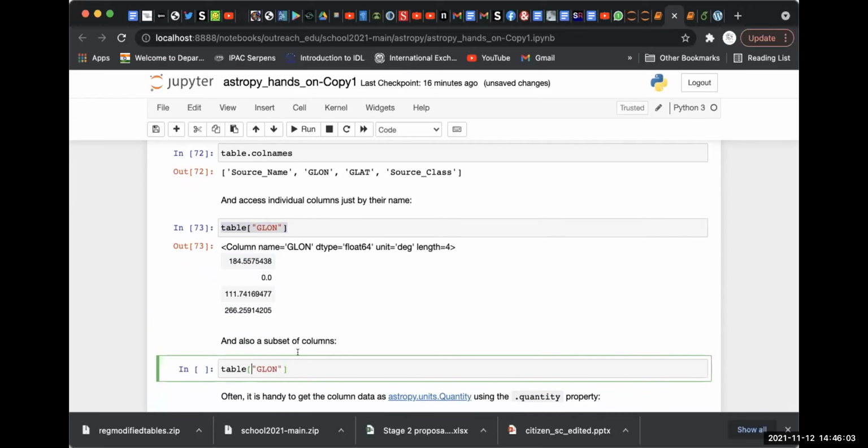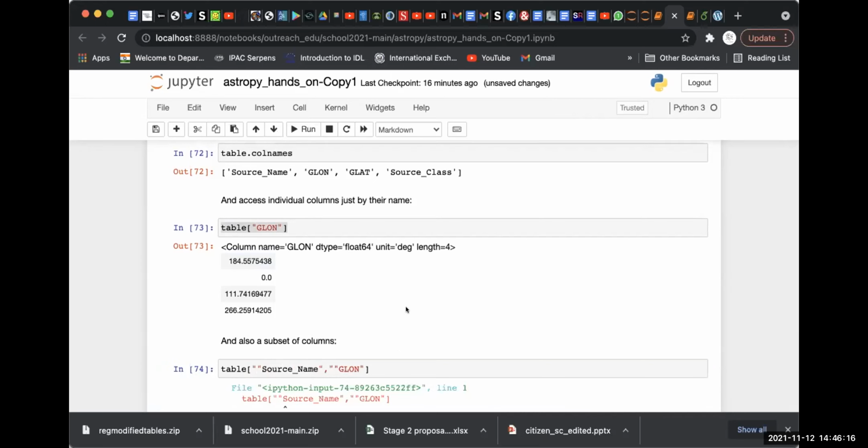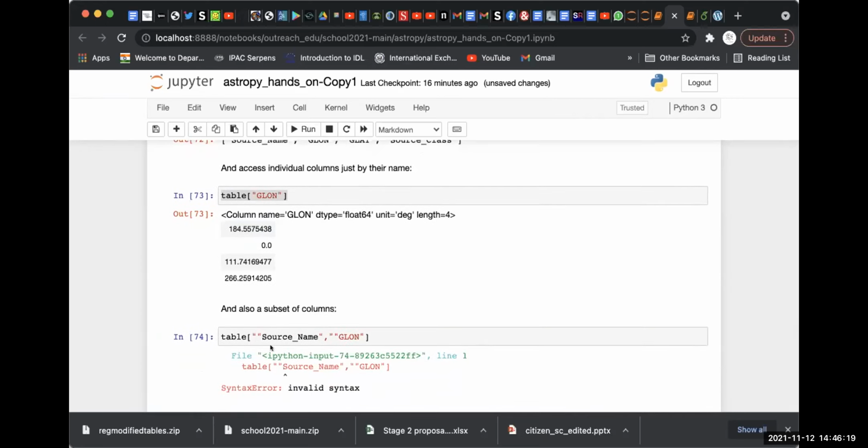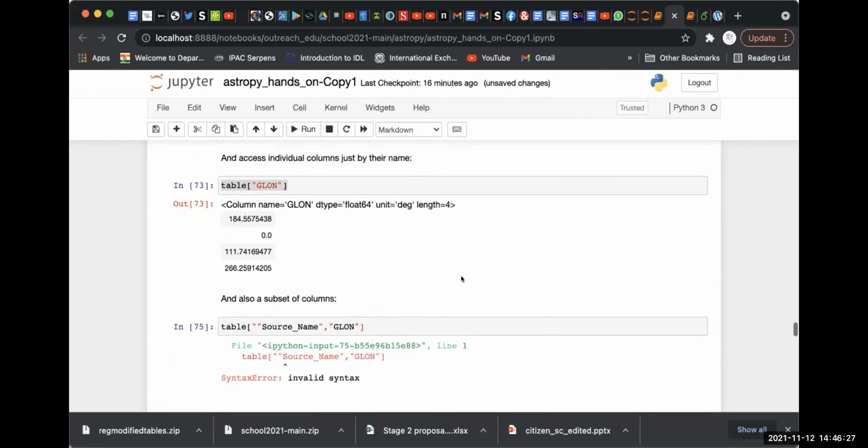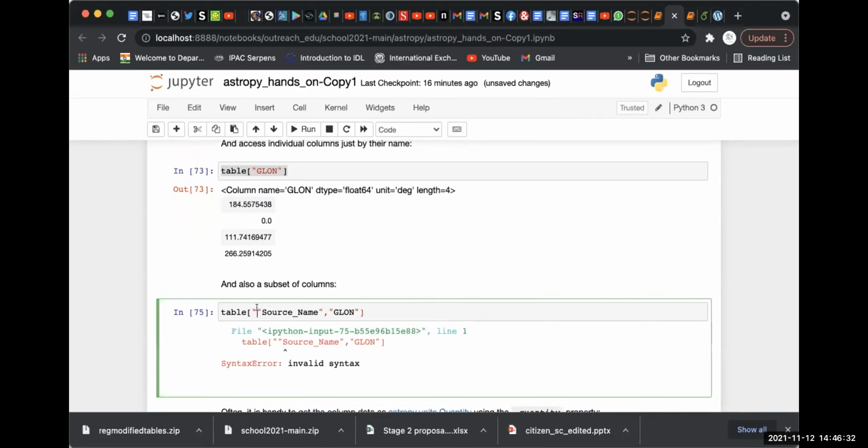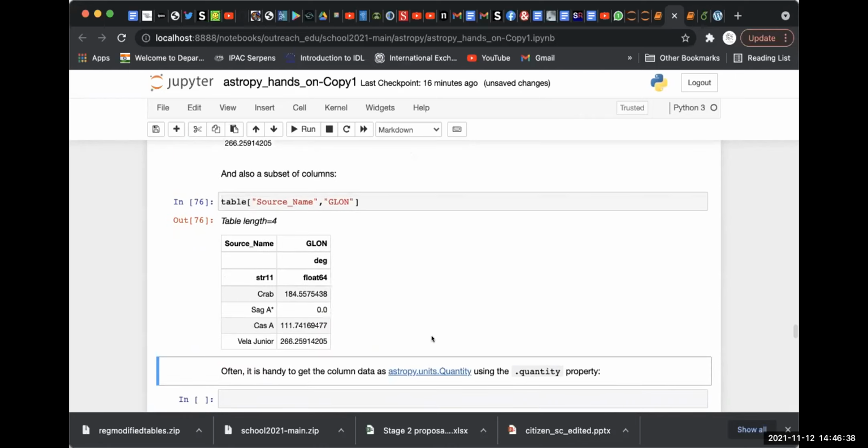So I can take galactic longitude, and the first column was called source name. One minute, I have spelt it wrongly. Source name, oh sorry, I put 2 inverted commas here. What is the syntax wrong? Source name, oh god, sorry, I put 2 over here too. Yeah, so here it's listing these 2 columns which I had in my data.